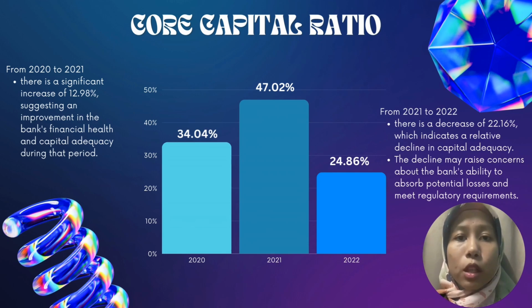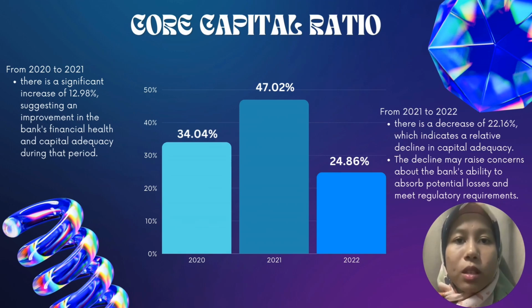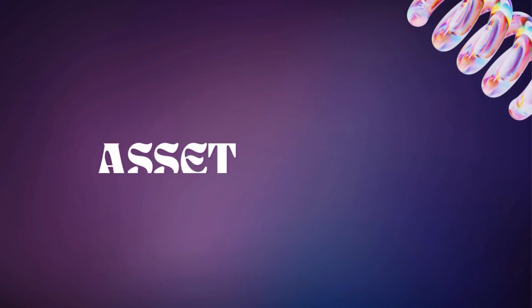But in 2022, there is a decrease of 22.16%, which indicates a relative decline in capital adequacy. This could be attributed to factors such as increased risk exposure, loan losses, or a change in the regulatory environment, affecting the calculation of the ratio. So, it is advised for the bank to keep improving their core capital ratio because it is a key indicator used by regulators and investors to assess a bank's ability to withstand financial stress and cover potential losses.